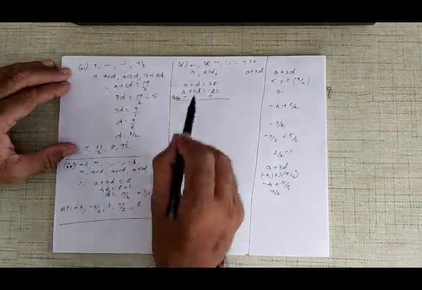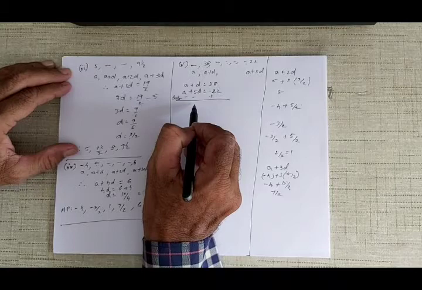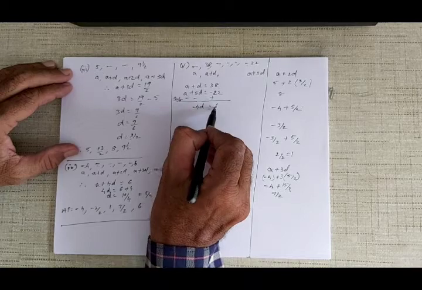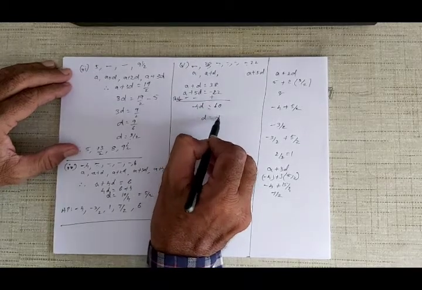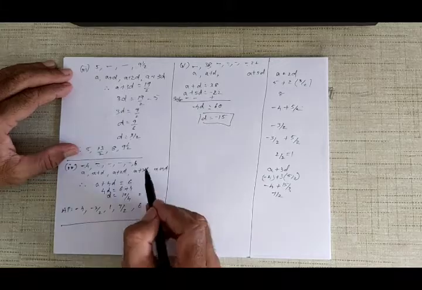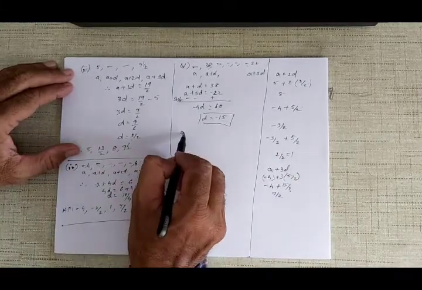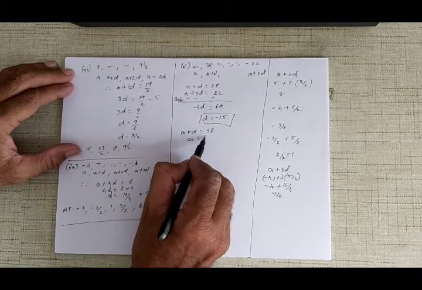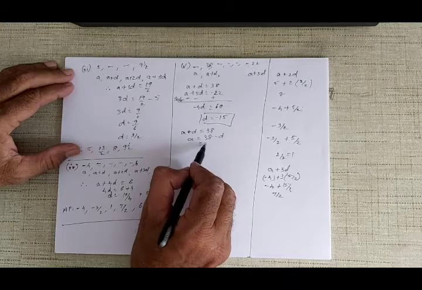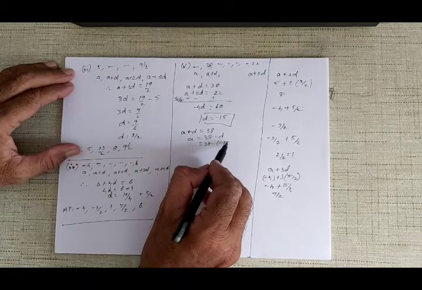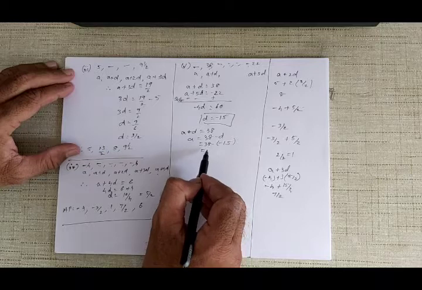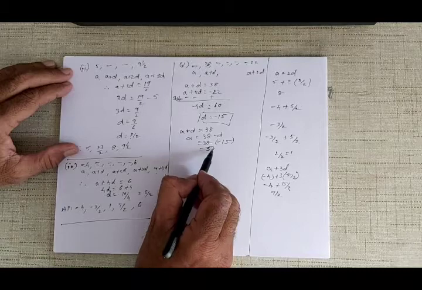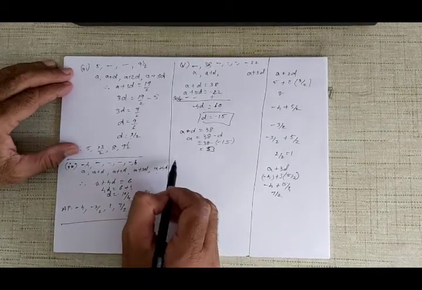This will become the opposite sign, okay, a cancels. d minus 5d is minus 4d, 22 plus 38 will be 60, so d is equal to minus 15. The value of d has come, now everything will come. Therefore a plus d is equal to 38, the first term a is 38 minus d, 38 minus minus 15, 38 plus 15 is 53. That means the first term is 53.